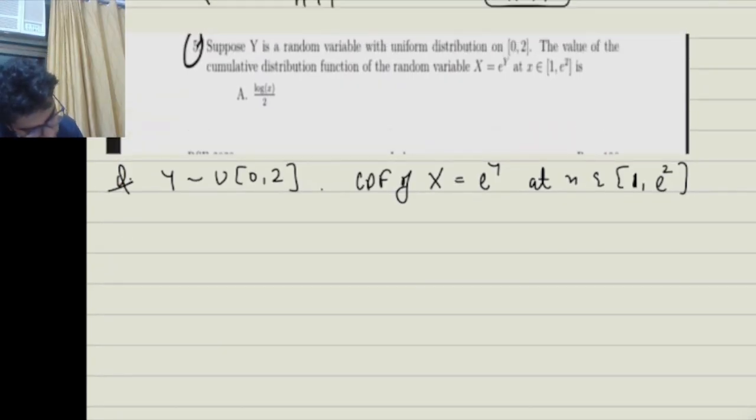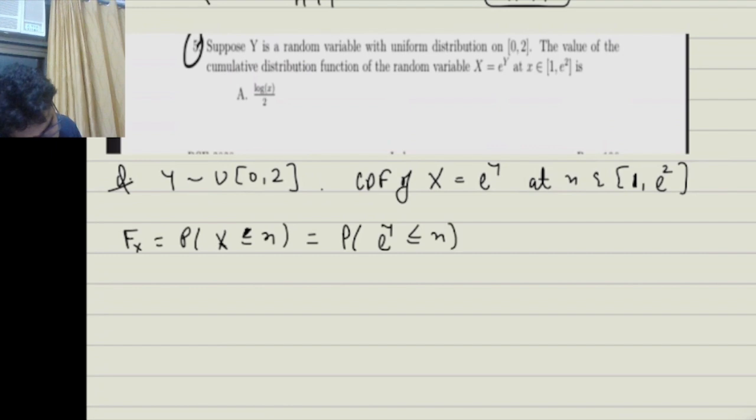So we need to find F of x, which is the probability of X less than or equal to x, the probability of e to the power y less than or equal to x. Now I need to take log on both sides. If I take log on both sides, I'll be left with log of e to the power y, which gives me y, and this would be log of x. So this would be y less than or equal to log of x. So y less than or equal to log of x, and y is uniformly distributed from 0 to 2. So this would give me 0 to log of x.